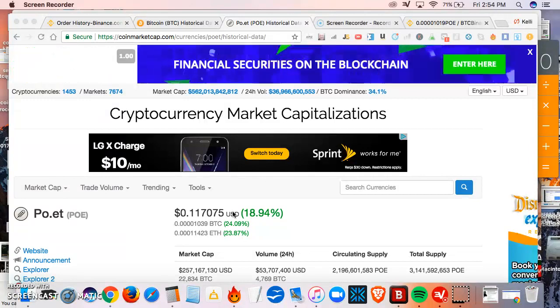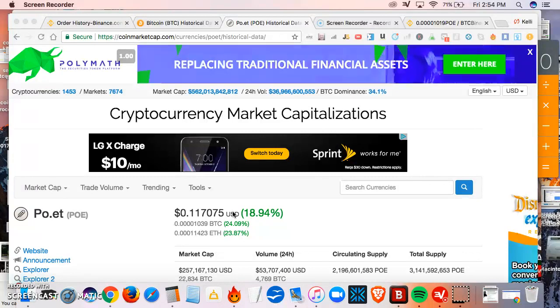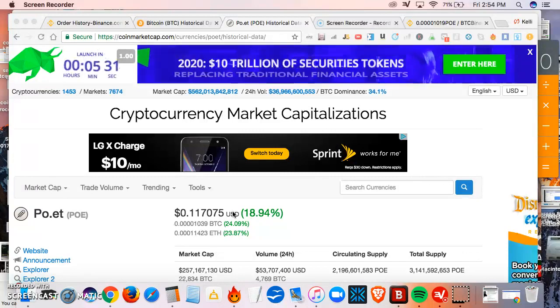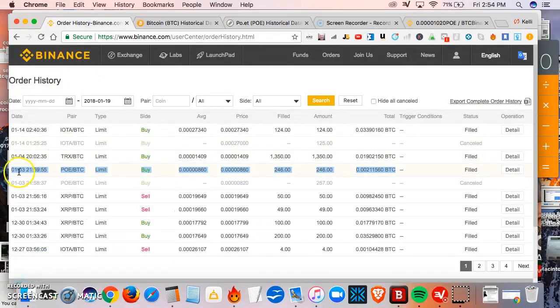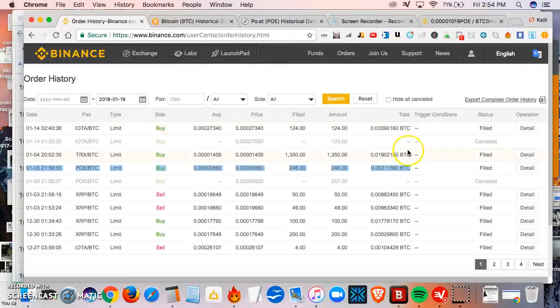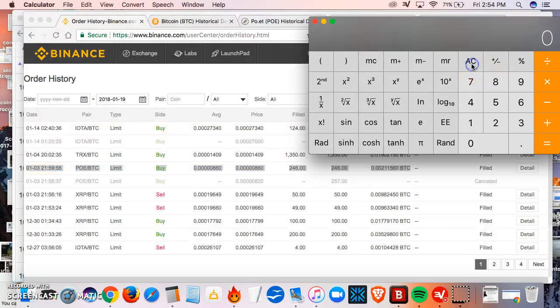So the idea is you want to cash out some of what you have once you are in profit, and then let the rest ride. So let's go to the account. And I bought this on January 3rd. And I bought 246 of them at this price. And this is how much it cost me. So the first thing I'm going to calculate is how much this was, right? So let's do our math.